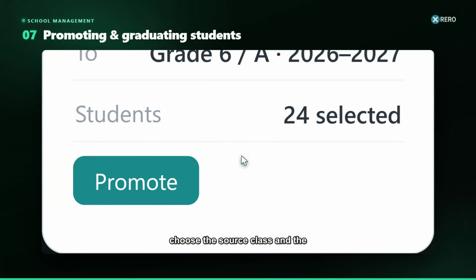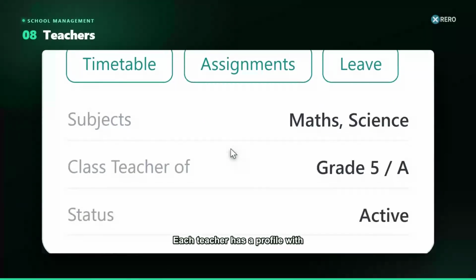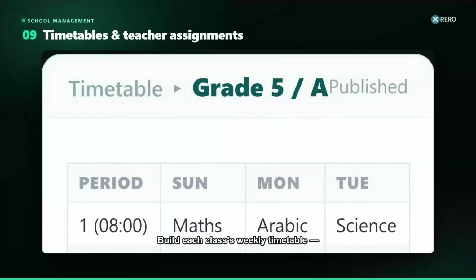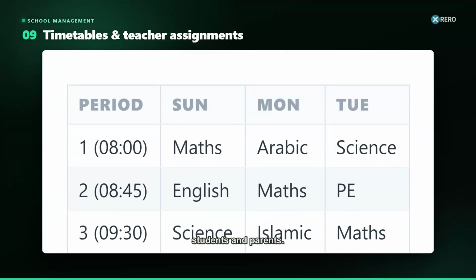Choose the source class and the destination class for the new year, review the list, and confirm. Each teacher has a profile with their subjects, the classes they teach, and their status: active, on leave, or resigned. Build each class's weekly timetable: which subject, teacher, and room fill each period. A timetable is draft, published. Once published, it appears for teachers, students, and parents.